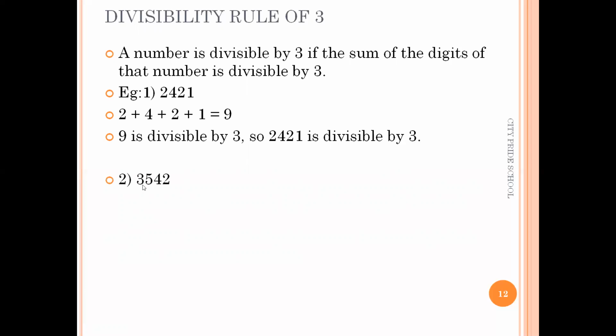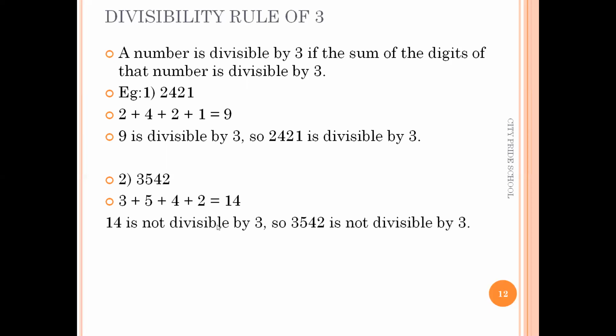Example, 3542. If you want to check whether this number is divisible by 3 or not, we have to add all the digits: 3 plus 5 plus 4 plus 2, and we get 14. Now we check whether 14 is divisible by 3. But no, 3 cannot divide 14 fully. So 14 is not divisible by 3, so 3542 is also not divisible by 3.